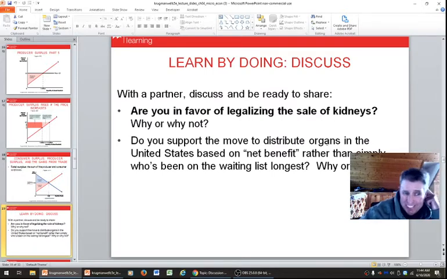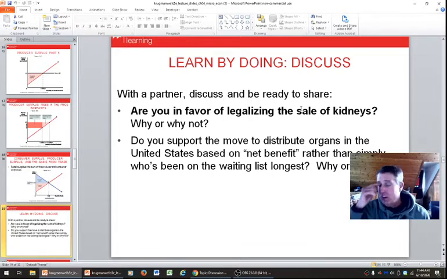Are you in favor of legalizing the sale of kidneys? Why or why not? This is another classic in the realm of economics, and we're going to talk about it when you get into chapter 6 on elasticity. I'm going to go through 4 and 5 today, but when we get to elasticity, well, no matter what the price, you're going to buy a kidney. So should we allow people to sell them?